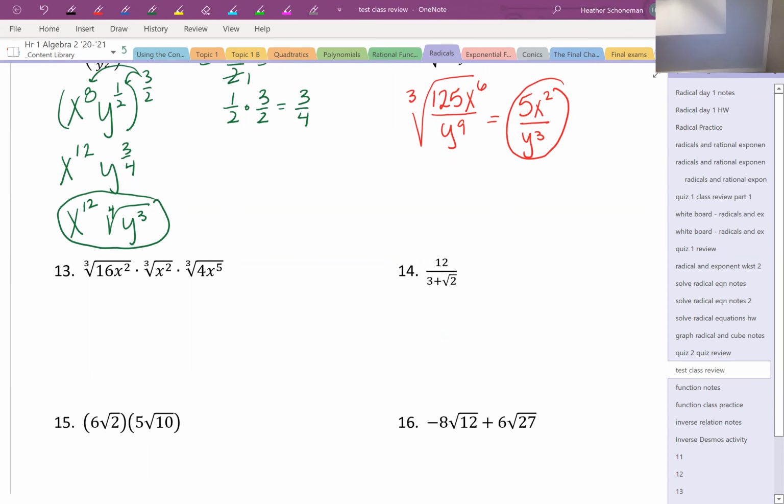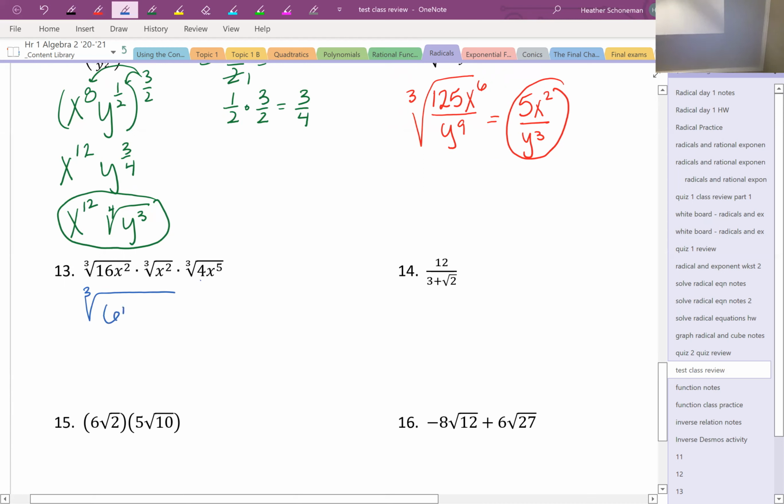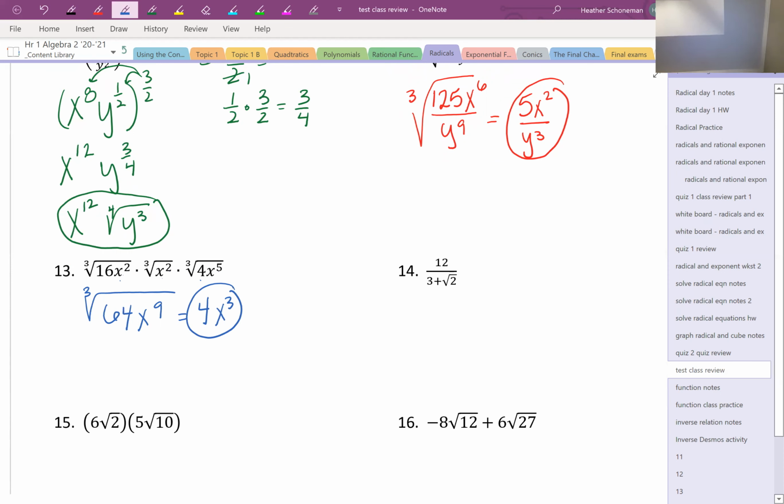If we look at number 13, again, combine it and simplify, then do the radical. Well, these are all multiplied. So now I have the cube root of 16 times 4, which is 64. With the x's, when you multiply, you add the exponents. So 2 times 2 is 4, times 5 is 9. So I have x to the 9. Now simplifying this is no big deal. The cube root of 64 is 4. And then the cube root of x to the 9th is x to the 3rd because there's 3 groups of 3. And we're done.